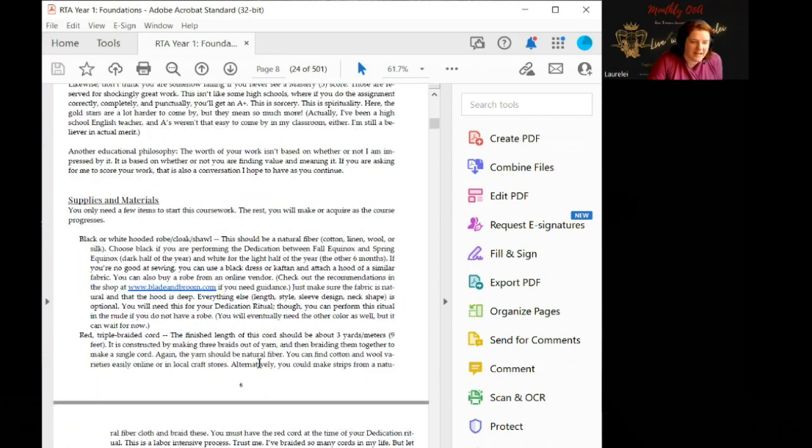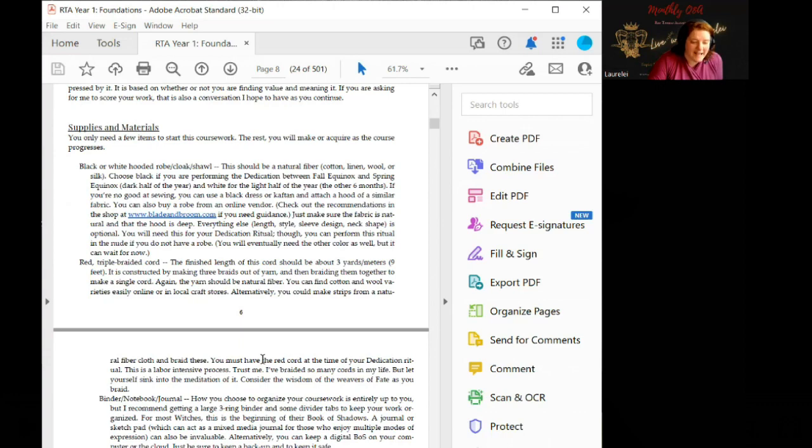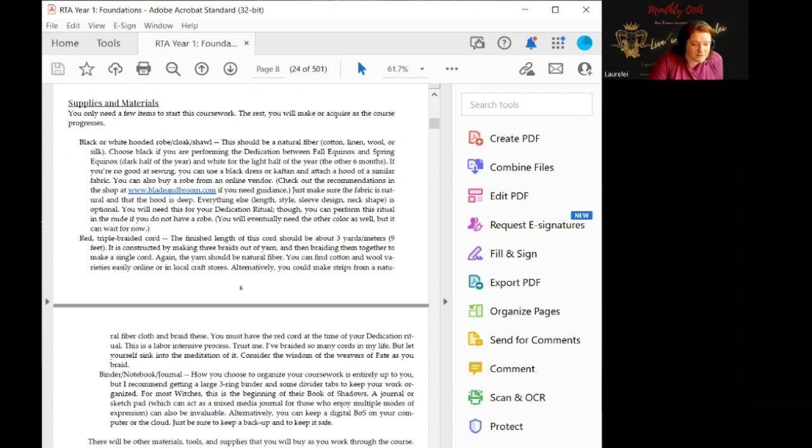Supplies and materials, this is where, again, I reiterate: don't let not having materials or tools stop you from doing the work. There may be some things that you need to get, but there are almost always low cost, no cost options for that, including things like divination. If you're dead set on doing tarot, you're going to need a tarot deck. But you can find those. You can find them used, although people have feelings about using used tarot decks. You might be gifted one from somebody if you put it out there that you want one.